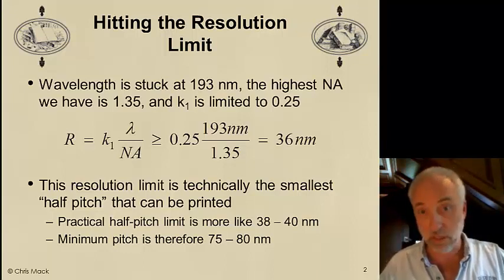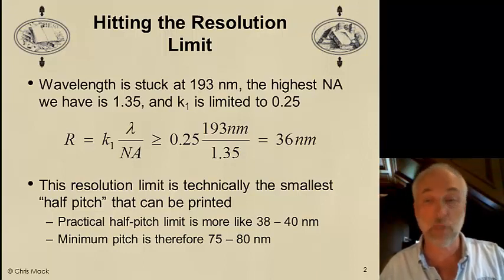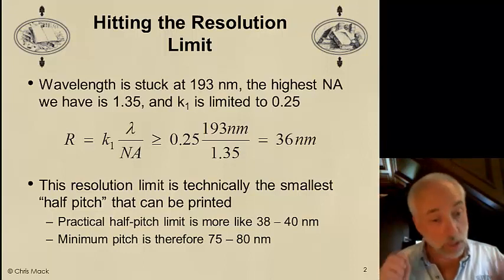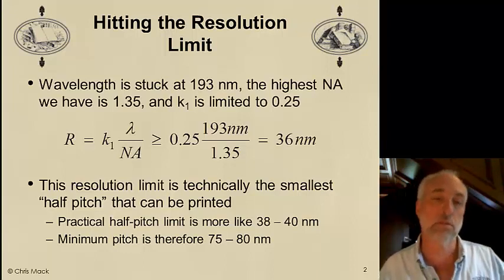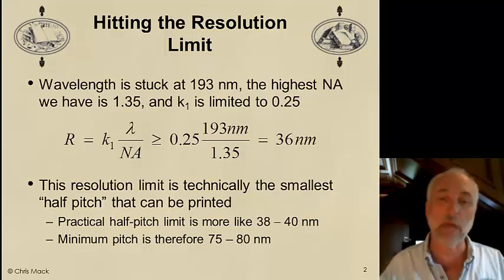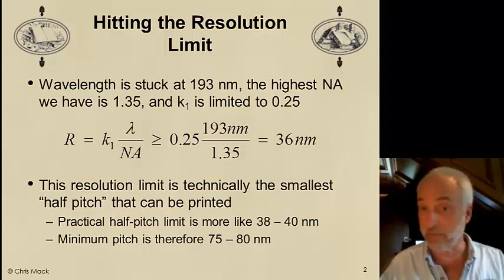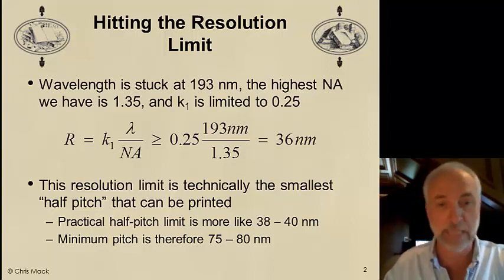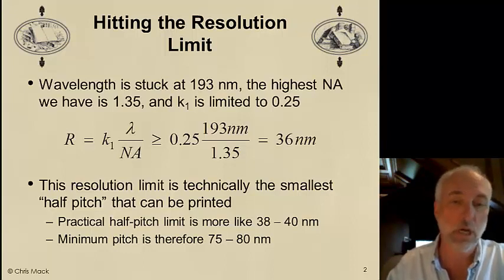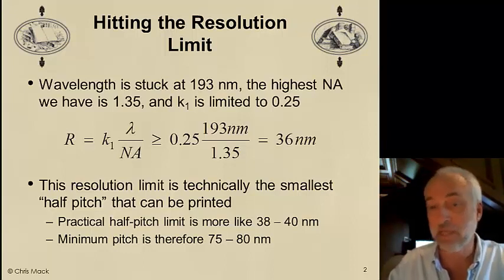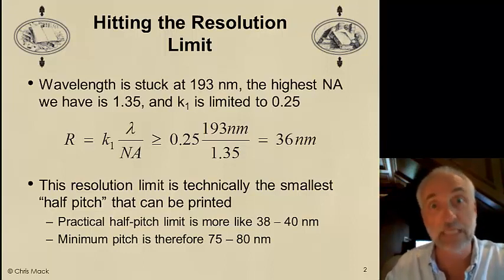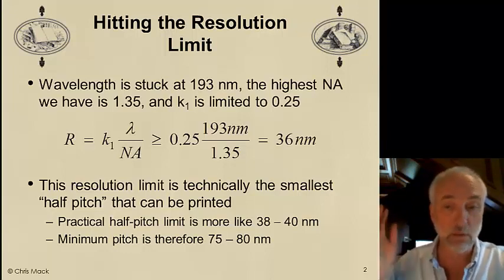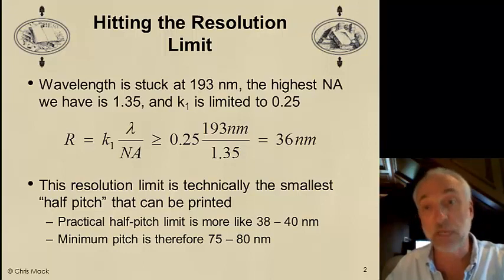We can get it with, say, an alternating phase shifting mask and/or dipole illumination if we use purely coherent illumination, but we can't do that. We have to use sources that have certain sizes of spots. So the practical half-pitch limit is in the 38 to 40 nanometer range, which gives a minimum pitch of 75 to 80 nanometers. This is the smallest you can do with a single lithography step in manufacturing today.